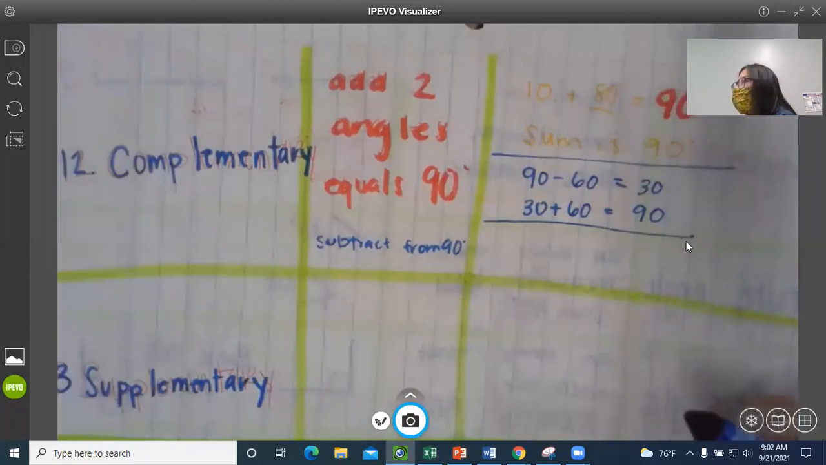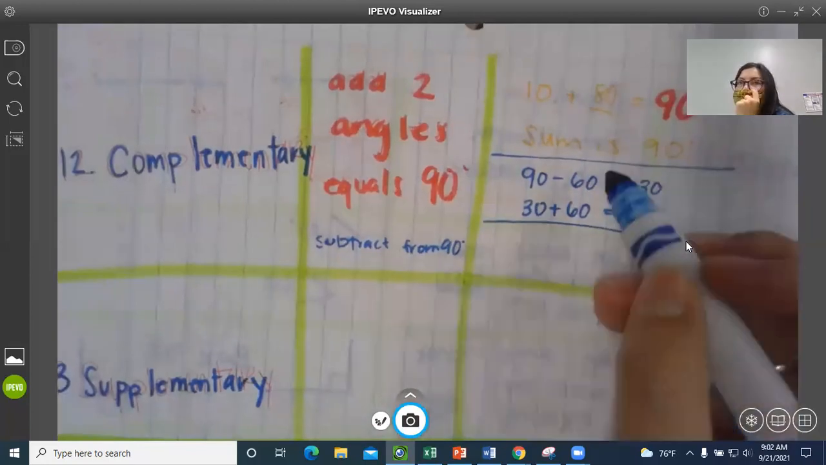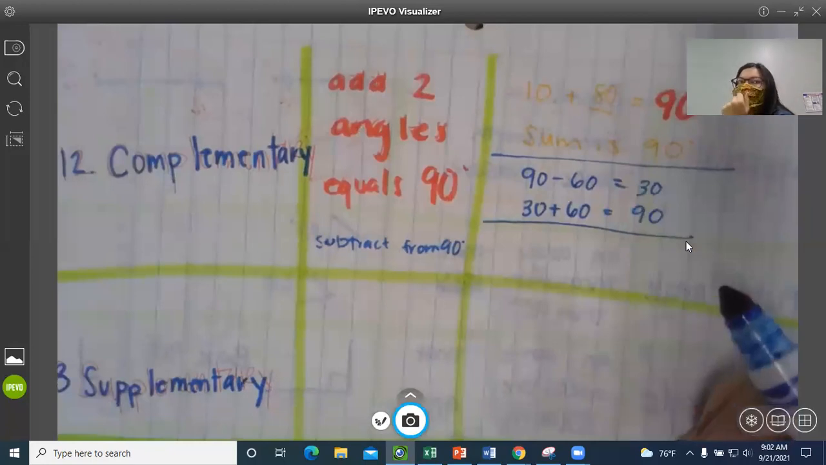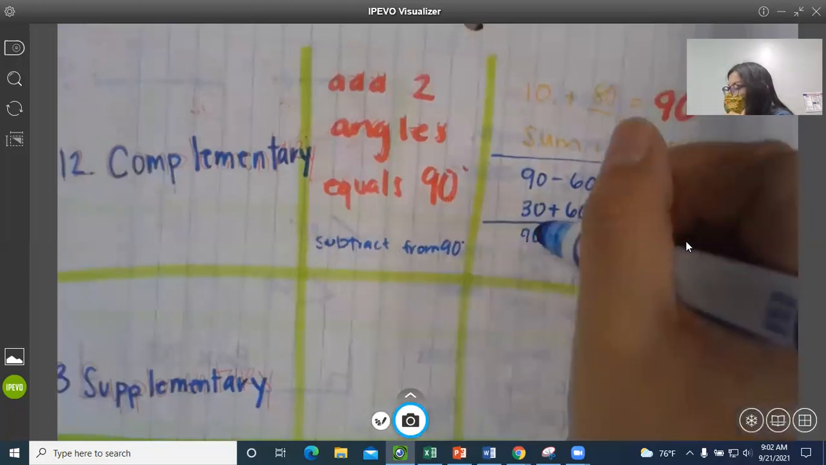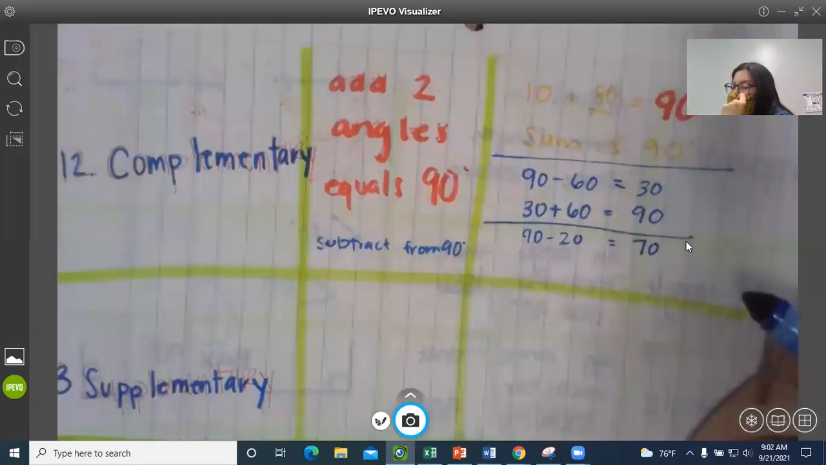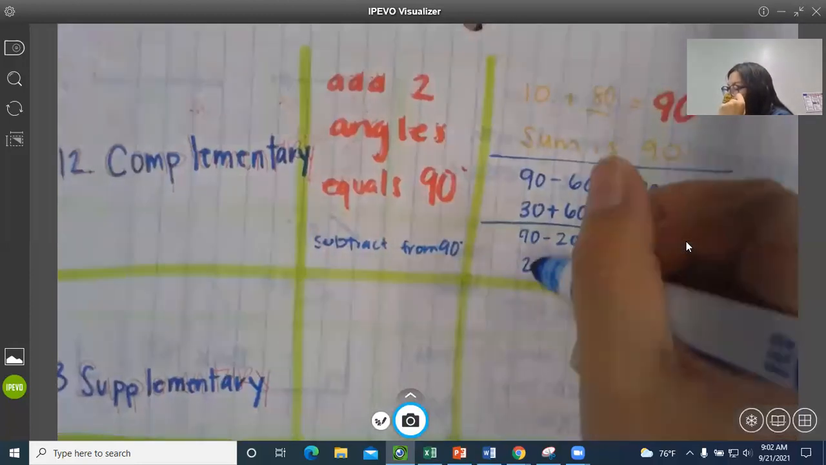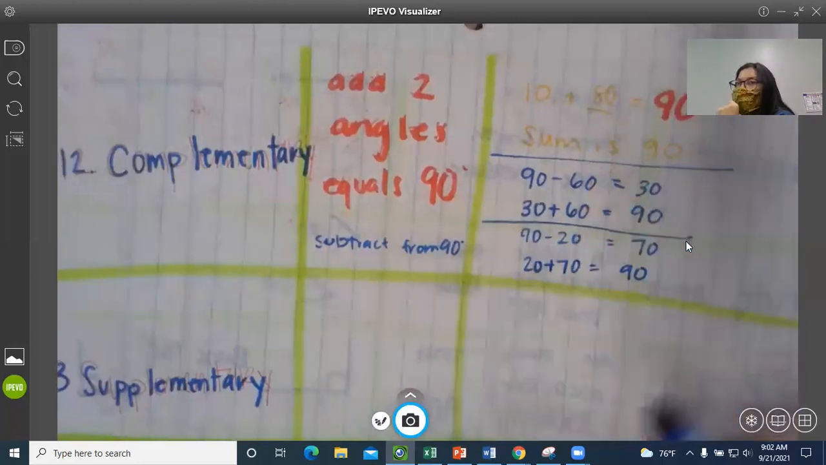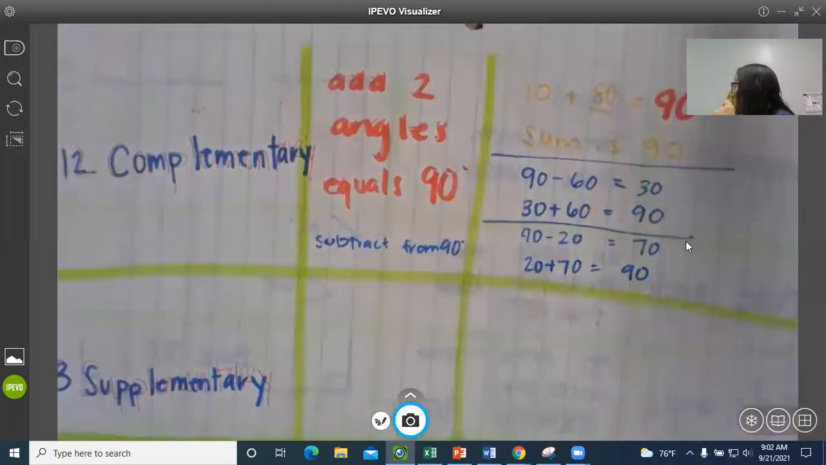Okay, give me another number besides 30, 60, 10, and 80. 20. So it's going to be 90 minus 20. That equals 70. You can use the decimals calculator when you take your test. 20 and 70 are complementary because they equal 90. So those are some examples. You will literally see these same examples when you take your test and when we do the review and examples. Great. I'm not sharing my screen.